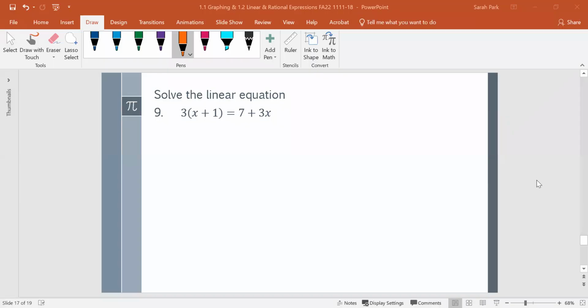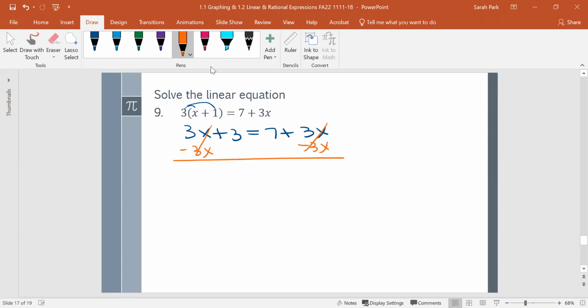Okay, so I hope you had a chance to work this one out on your own. So let's try this. We got 3 times x plus 1 equals 7 plus 3x. It looks much simpler than the previous examples we just looked at, right? And let's distribute the 3. So we have 3x plus 3 equals 7 plus 3x. I want to cancel this 3x term, so we can try that. And we're going to get 3 equals 7. Now that's weird, right? 3 equals 7 looks a little funny because there's no x term.